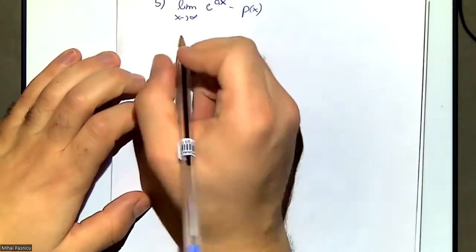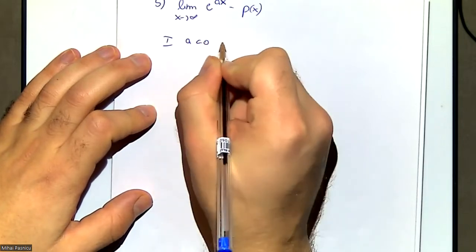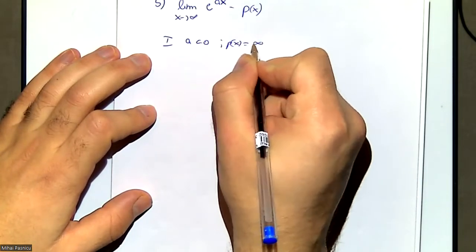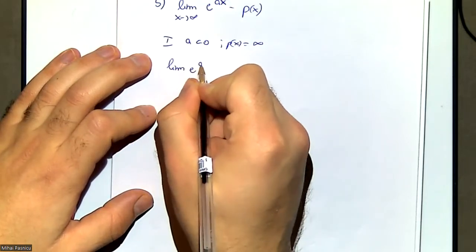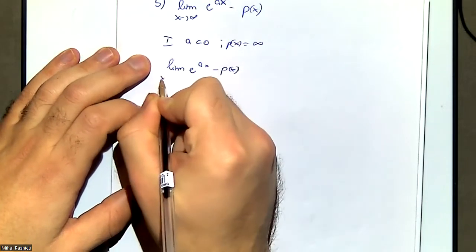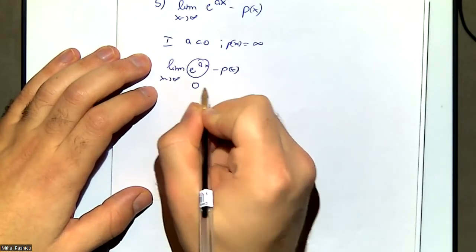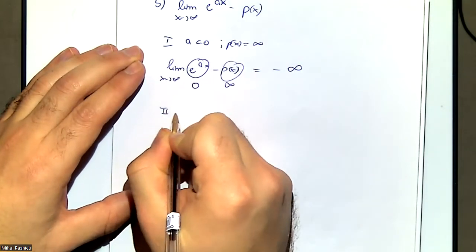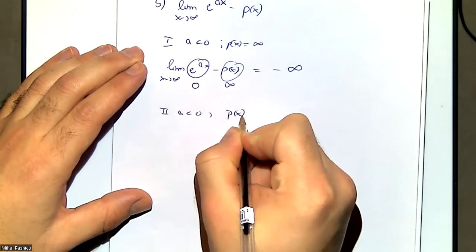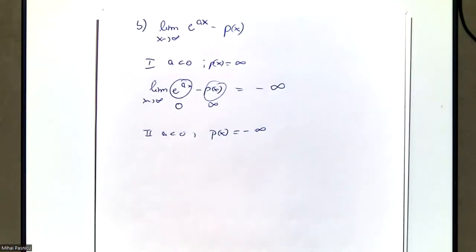For example, case one where a is negative and p of x is infinity, right? In this case, I would get the limit of e to the ax minus p of x, x goes to infinity. This is going to go to 0 as we talked, and this is infinity. So this is minus infinity. Case 2, a smaller than 0, p of x plus or minus infinity, and so on. This would be the completely formal way to do it. You just take all the possible cases in combination and see where the limit goes.